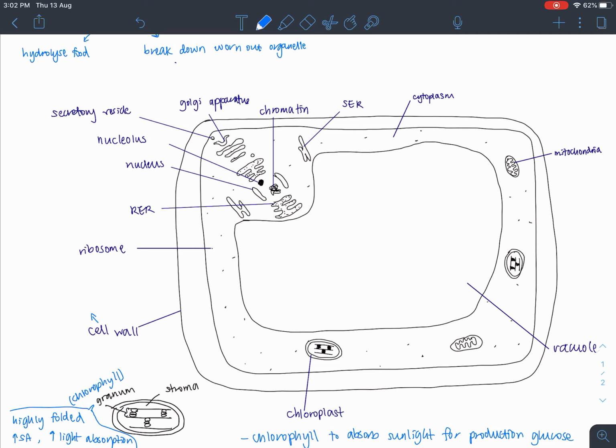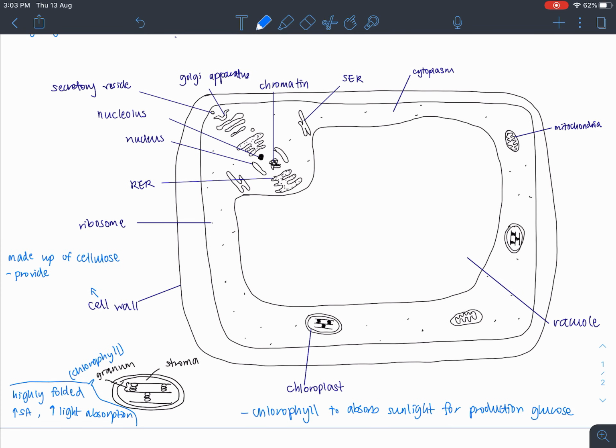Okay, next, function of cell wall. Cell wall is made up of cellulose. Cellulose is a strong fiber. This strong fiber is able to provide support, which is to maintain the fixed shape of plant cell, and also provide protection to protect those organelles inside plant cell.